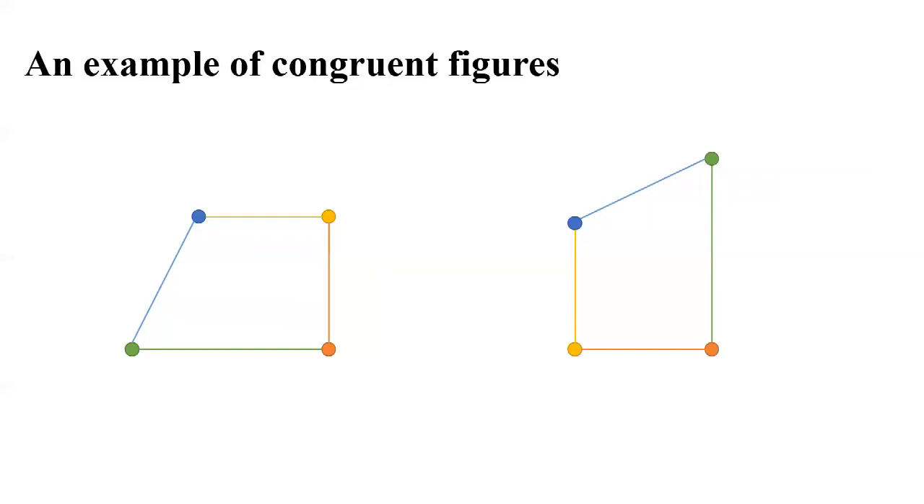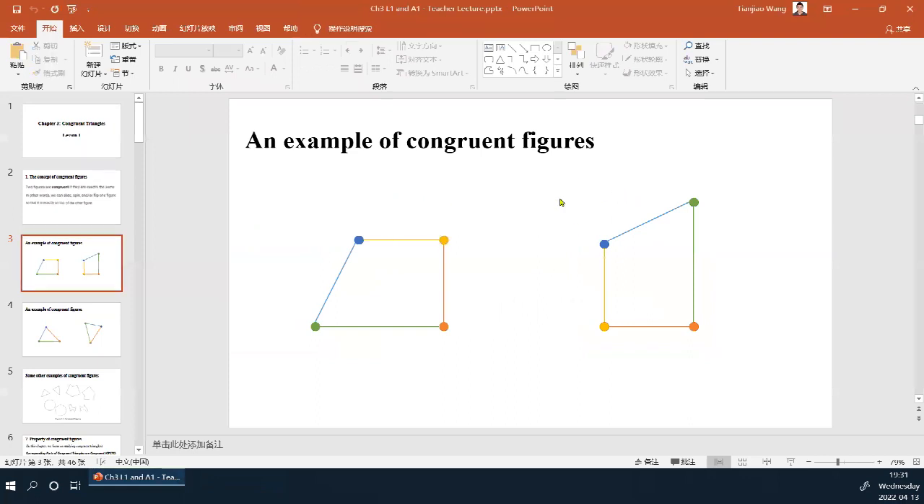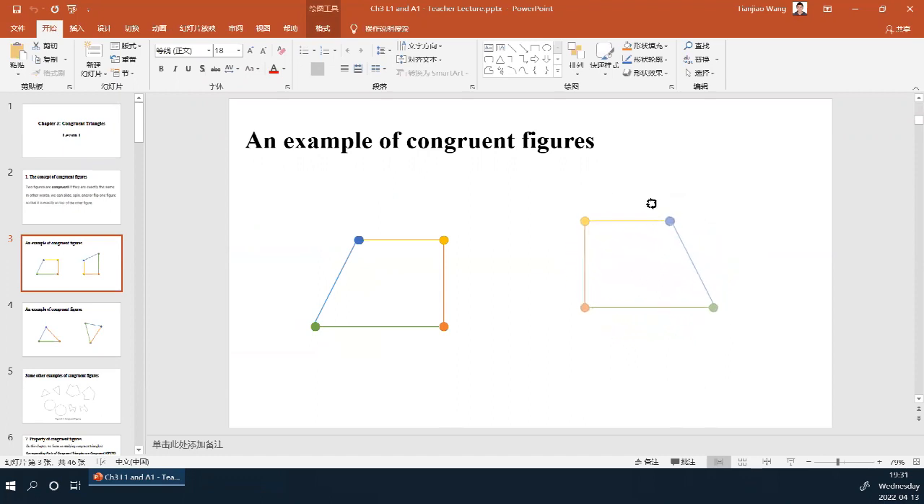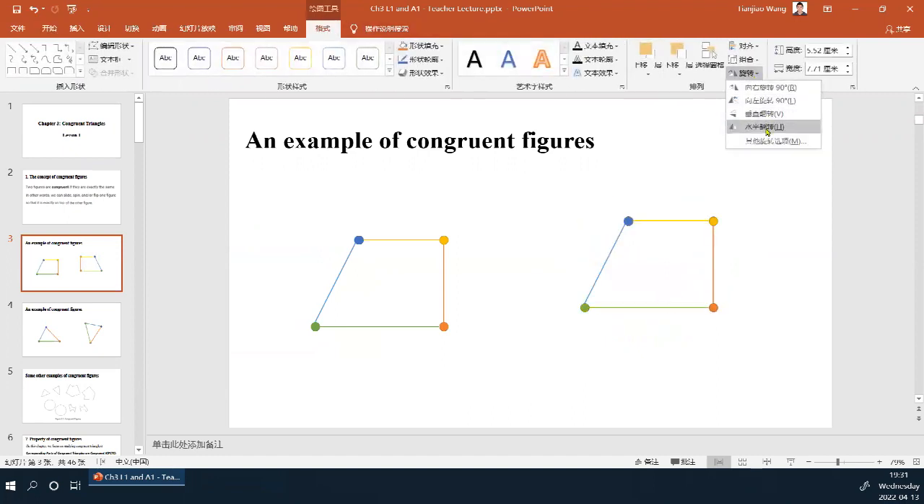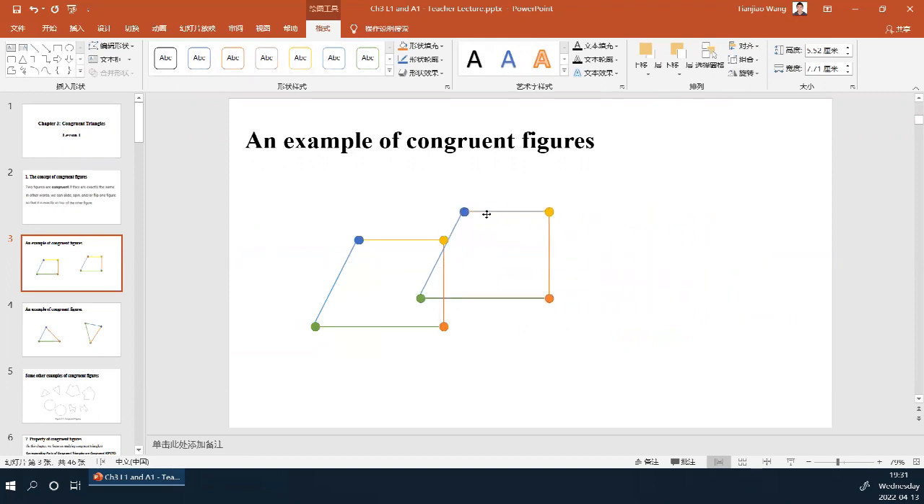So for example, if I have a pair of trapezoids here, note here I can rotate the right one like this, and then flip it horizontally and translate it here, right? And as you can see here, this figure is actually exactly the same as the figure on the left, right? Can you follow me? Yeah. Then we call these two figures congruent figures.